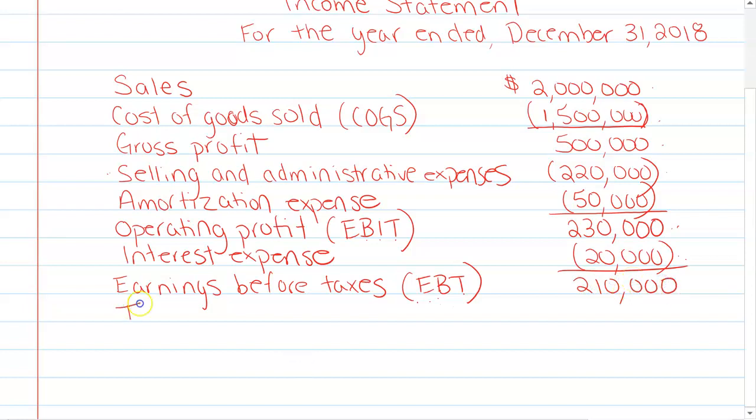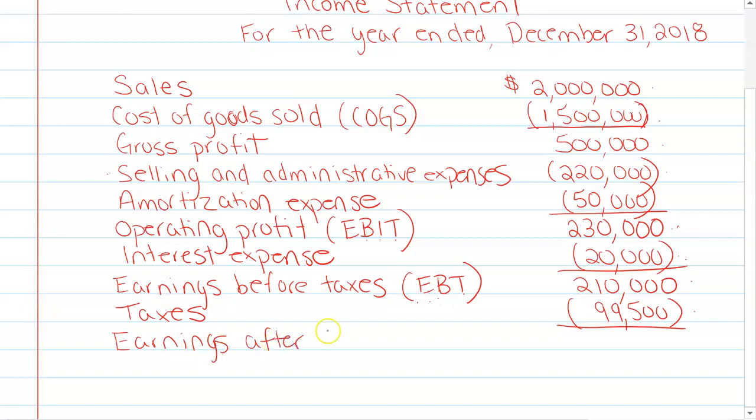And now we'll deduct our taxes. And let's just pretend the taxes were 99,500. So then we subtract that. So take the 210 minus the 99,500, and this gives us our earnings after taxes. So 210 minus 99,500 is 110,500.